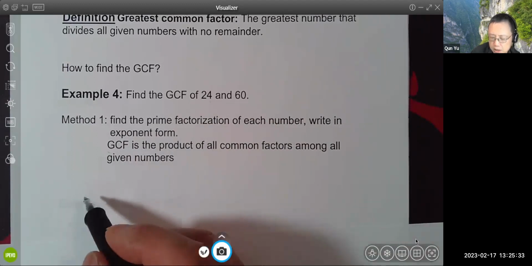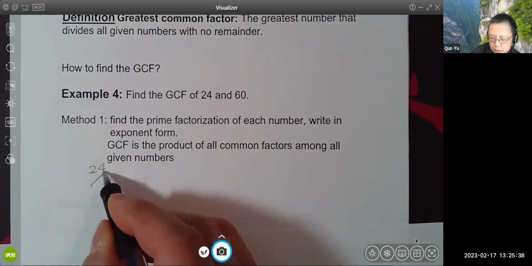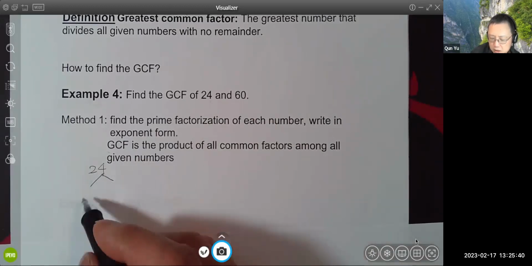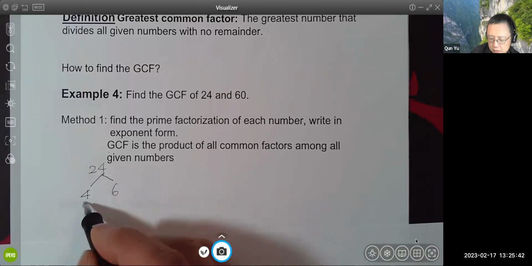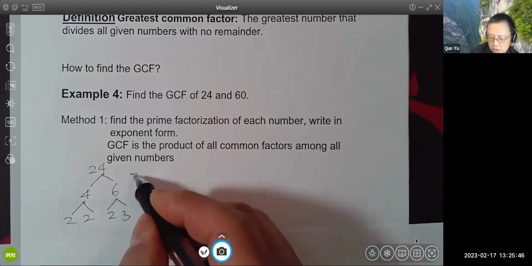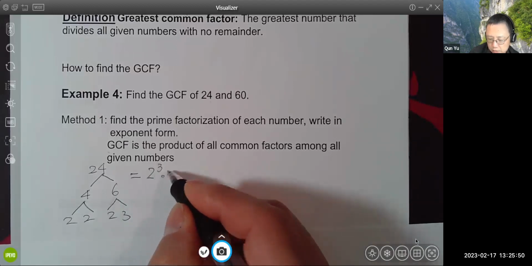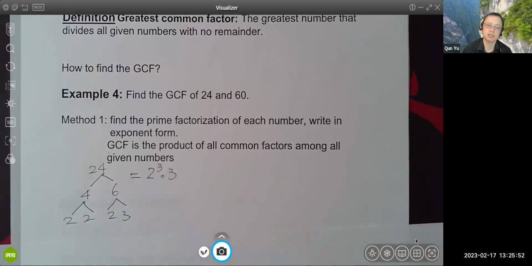Let's show the process. First, I'm going to do the prime factorization of these 2 numbers. This is 4 and 6. 4 is 2 and 2. This is 2 and 3. Now I'm going to write this in exponential form. We have 3 2s and 1 3. This is the prime factorization.